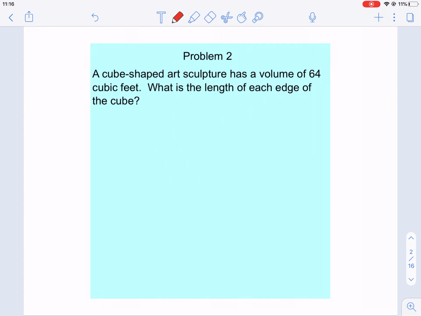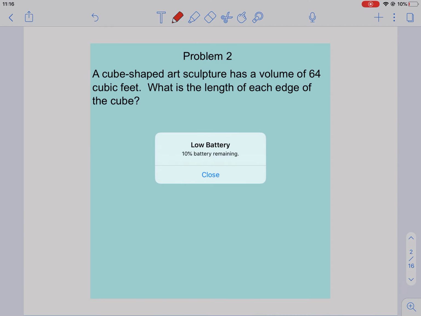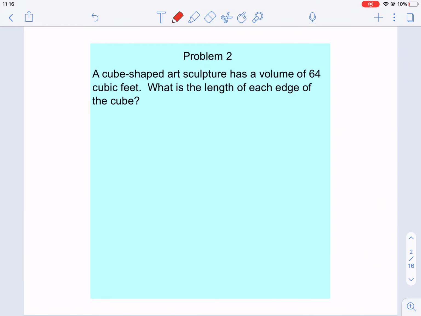The second problem. A cube-shaped art sculpture has a volume of 64 cubic feet. What is the length of each edge of the cube? Take a second to copy down the question.